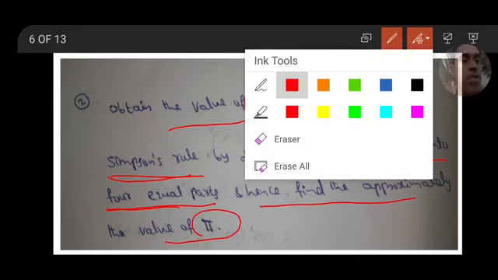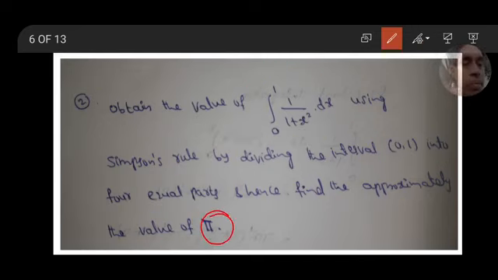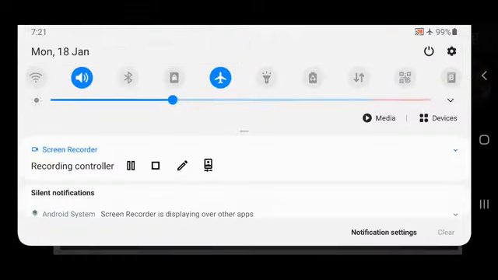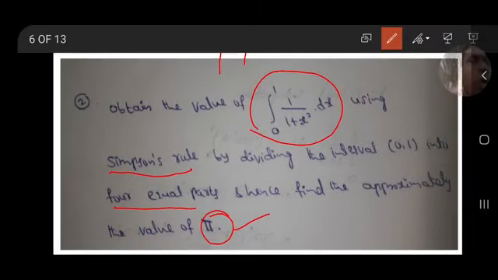Here in this question we have to find the pi value as an extra. We have to find the integral from 0 to 1 of 1 by 1 plus x square dx, using Simpson's rule with 4 equal parts, that means n equal to 4, and hence find the value of pi. So let us see how to find this value.